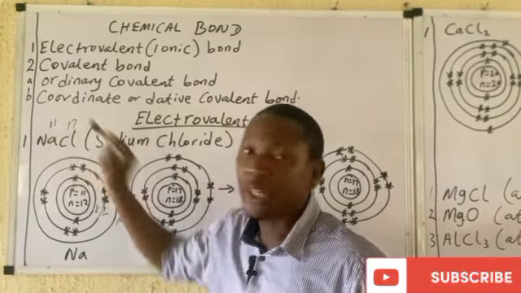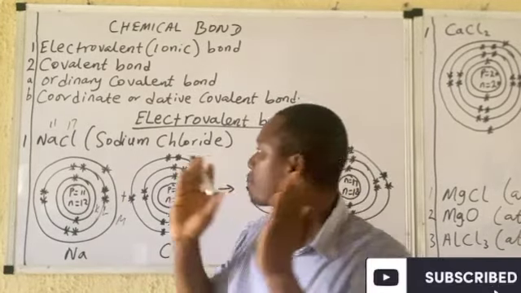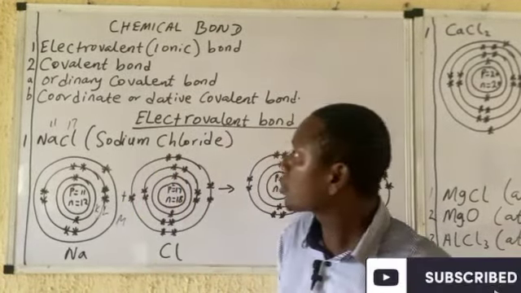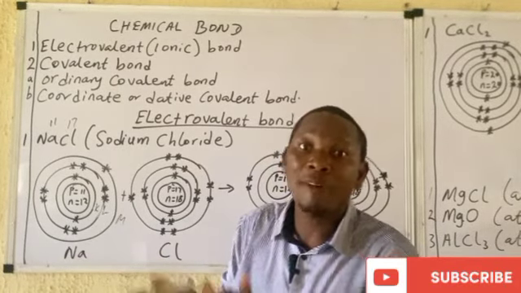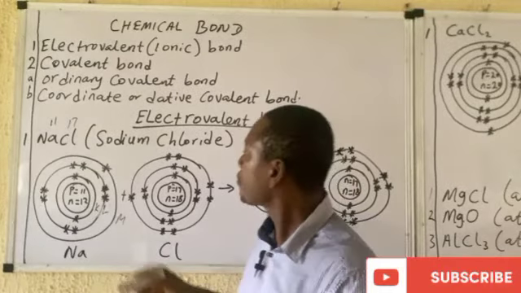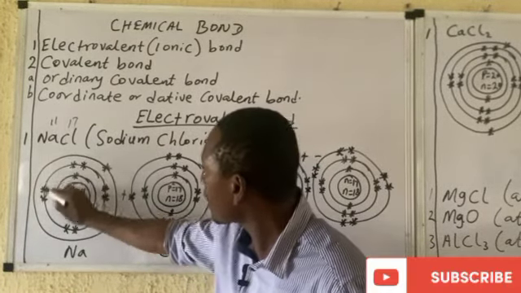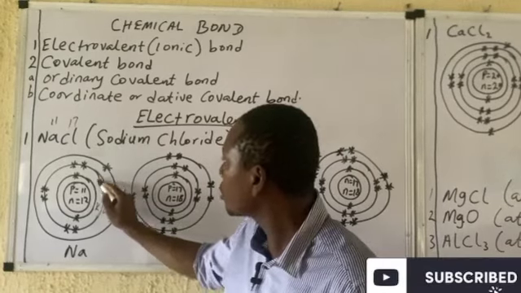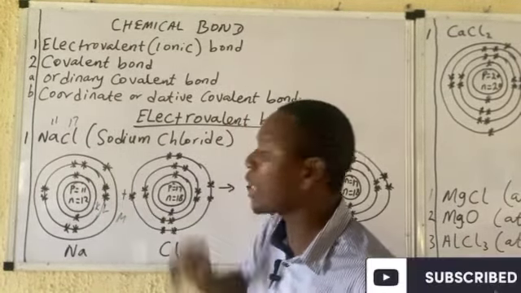Sodium has 11 electrons because the atomic number is 11. So that means the number of protons is 11, and the number of protons is equal to the number of electrons, which means the number of electrons is also 11. 10 have been placed into the first and second shells. The last shell will take the last electron.